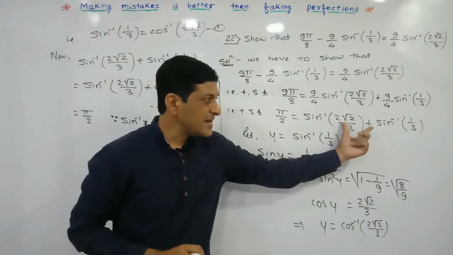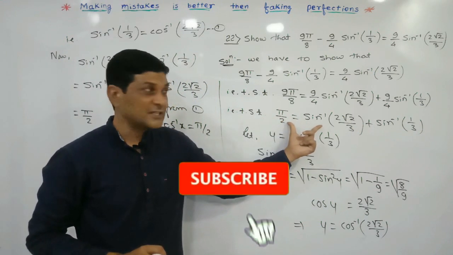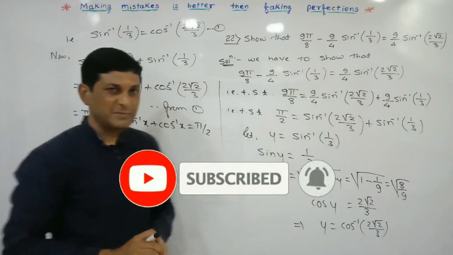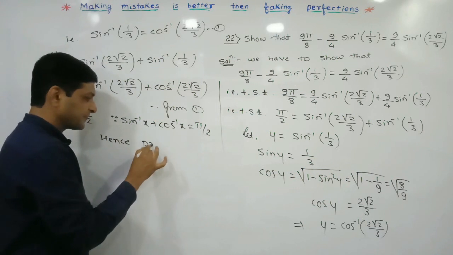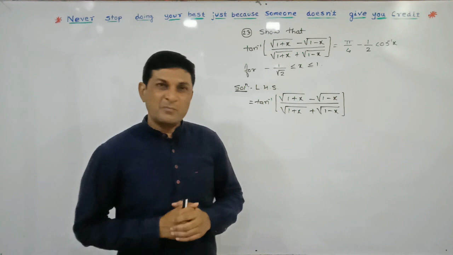Means we have shown that right hand side is equal to left hand side. Means if we are able to prove this result, indirectly we have proved this one. After simplifying it, we will get the same result. So that's why here we can say that hence proved. So now let us try to solve example number 23.